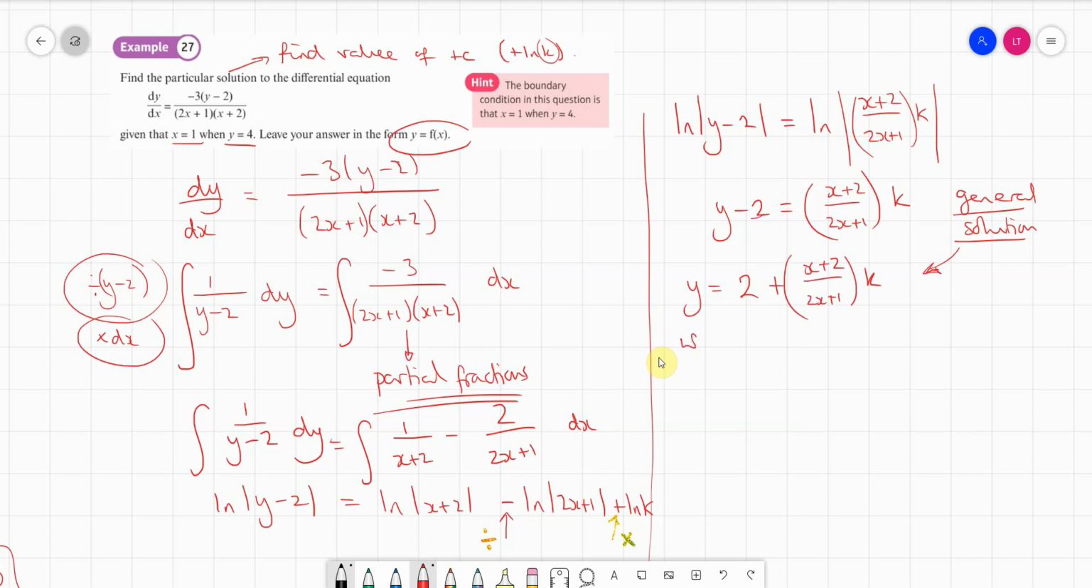But we know when x equals 1, y equals 4. So let's substitute them in. 4 equals 2 plus 3 over 3 k, which is just 1k. So 1k, take away the 2. 2 equals 2k. And then, final step is to just put the k back in. So y equals 2 plus x plus 2 over 2x plus 1 times by 2.